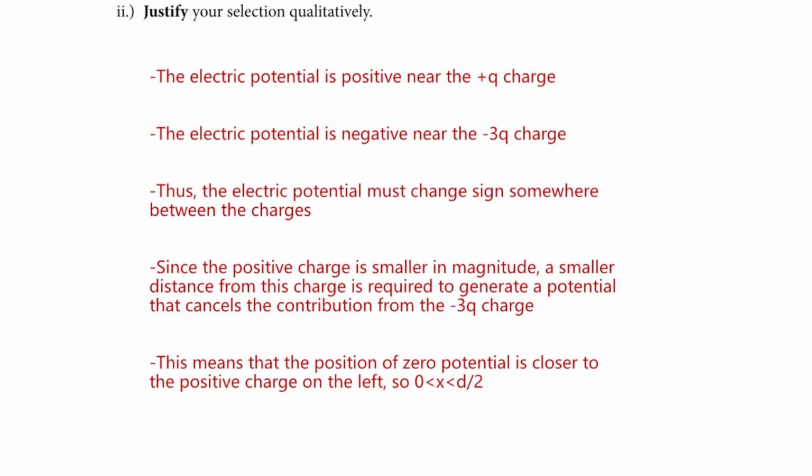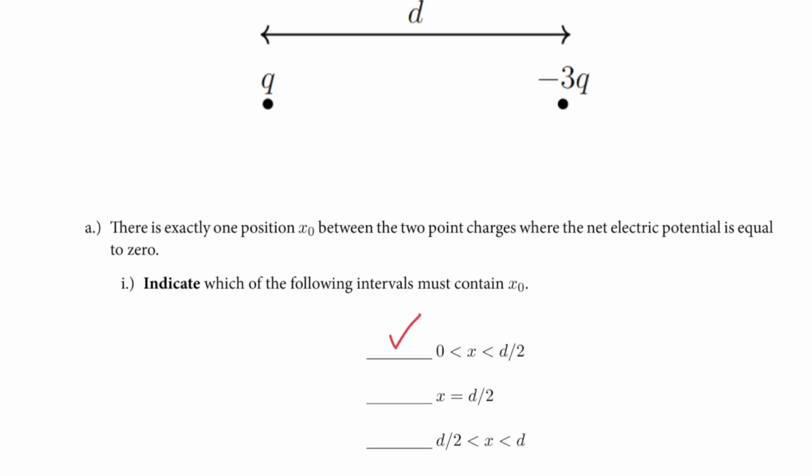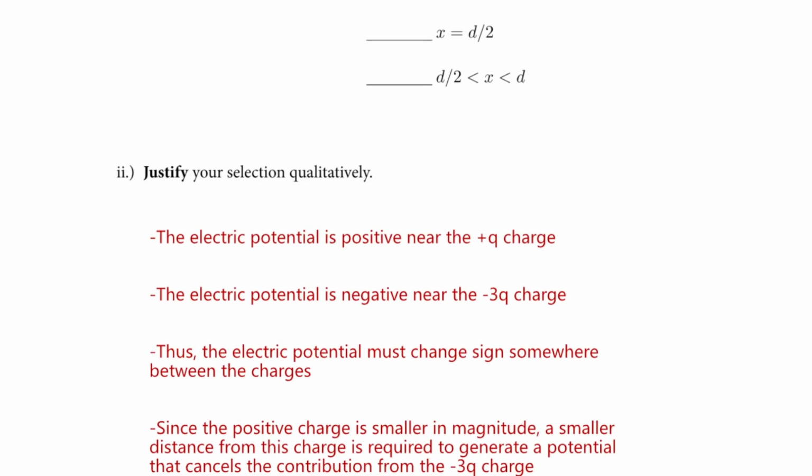But here's my justification. We know electric potential is positive near the plus q, negative near the negative 3q. So we have a sign change. And since the positive charge has a smaller magnitude, you need a smaller distance from this charge to generate the same potential. So I must be closer to the left positive charge, which is in the first half of the interval. So now we can find an expression for this. So we're just going to set the potential equal to 0.